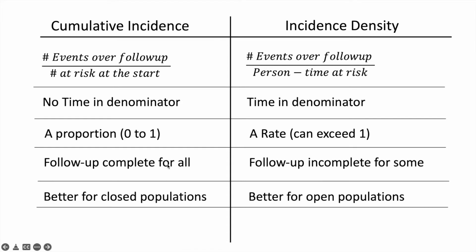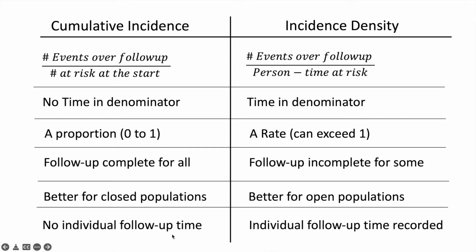So this is related to what I just said, where cumulative incidence is best for closed populations. That means no one's being added or lost over time. While incidence density is better for open populations where people are able to be added and lost throughout. And for cumulative incidence, there's no individual information on how long anyone was followed, but incidence density does have that. Okay, so that was a lot, but those are just some things to keep in mind going forward.